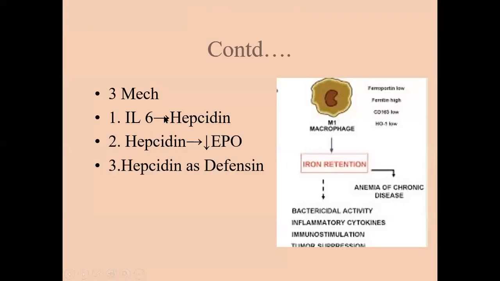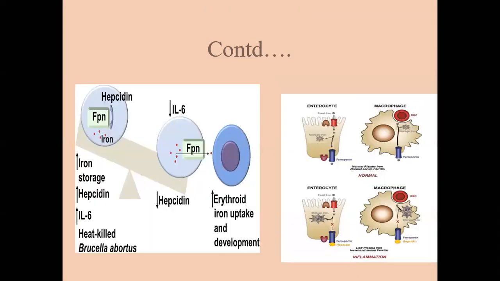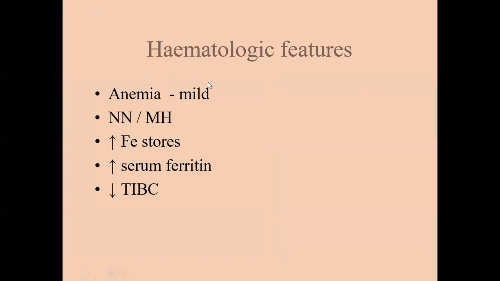I already told you, hepcidin is also called a defensin. They say that it is secreted as a protective mechanism because the bacteria need iron, so it is not letting the iron come out. That is another theory. So hematologic features: anemia is mild. It can be normocytic normochromic or microcytic hypochromic. The differentiating features from iron deficiency are that there are plenty of iron stores and serum ferritin is increased. TIBC is decreased. These are the three things that differentiate from iron deficiency.